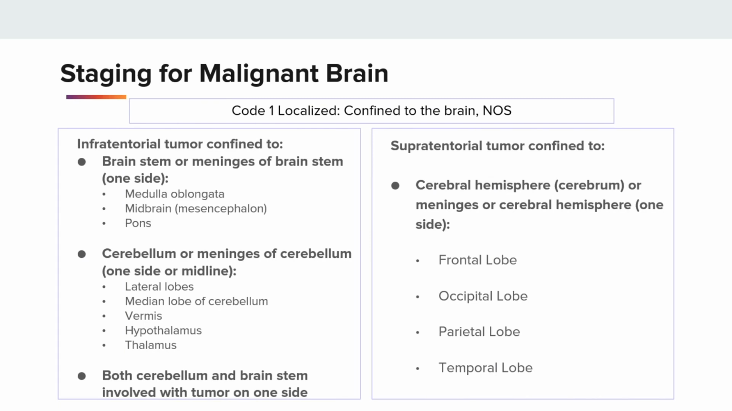So next we have the CTR codes. Localized tumors confined to the brain are coded to 1. Infratentorial tumors may be confined to the brainstem or meninges of brainstem on one side, the cerebellum or meninges of the cerebellum on one side or midline, or both the cerebellum and brainstem involved with tumor on one side. The supratentorial tumor is confined to the cerebral hemisphere or the meninges of the cerebral hemisphere on one side. That includes the 4 lobes.